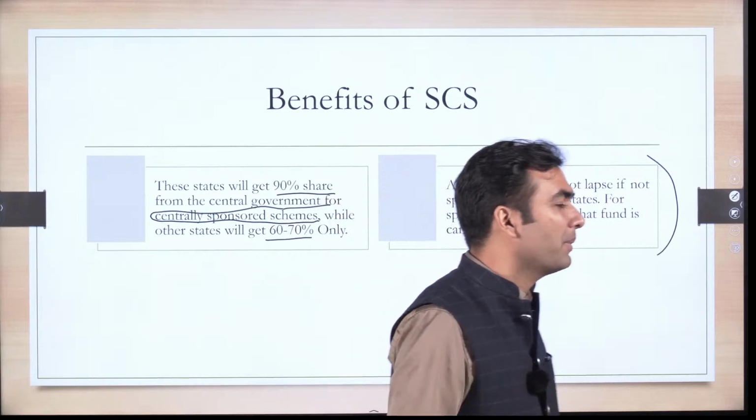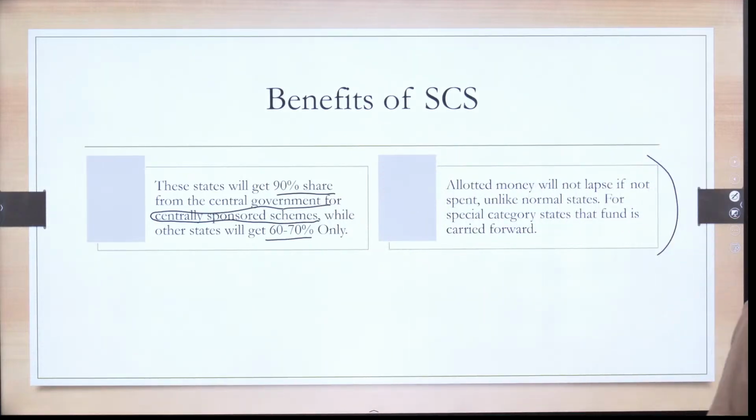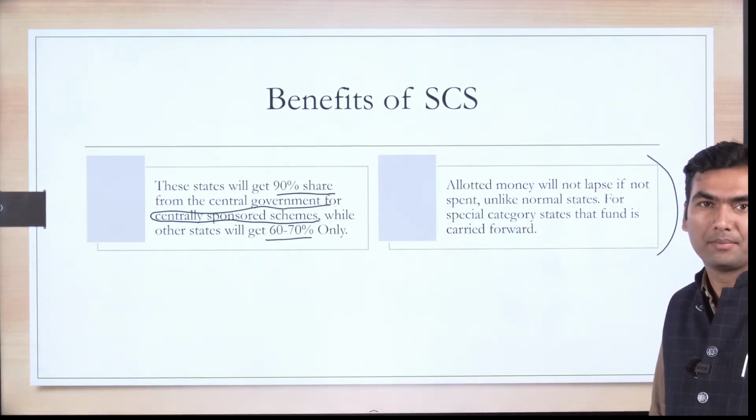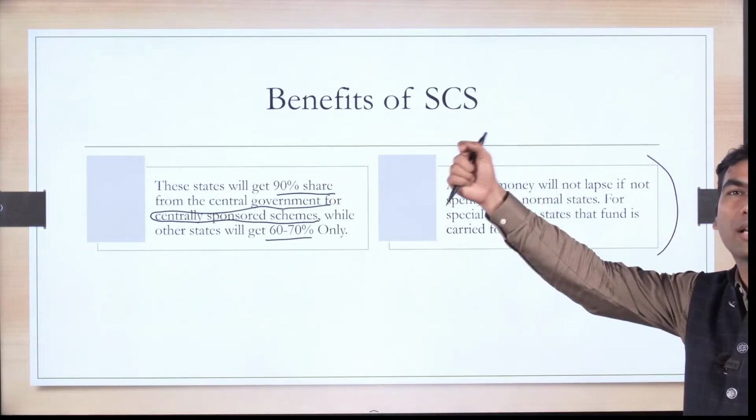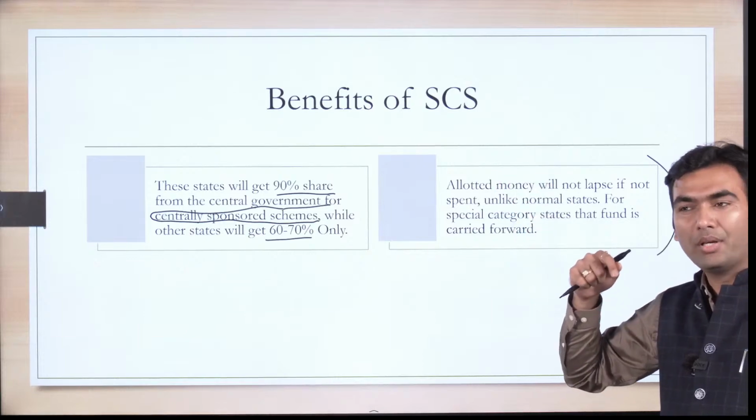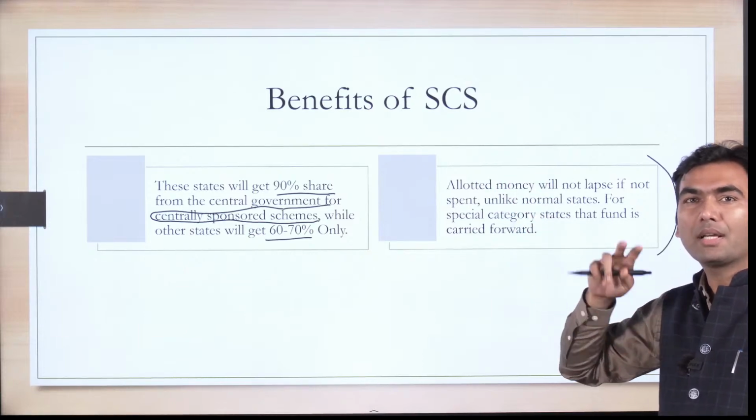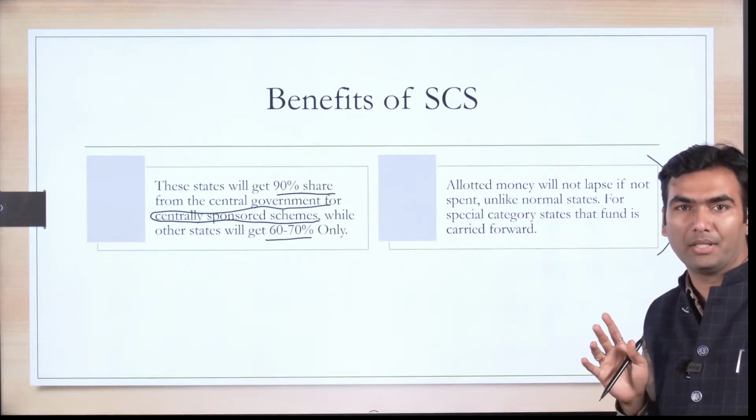Now, in the case of special category status states, this lapsing does not happen with respect to the grant given by the center. So even if they are not able to use it in this year, they can use it in the subsequent year.